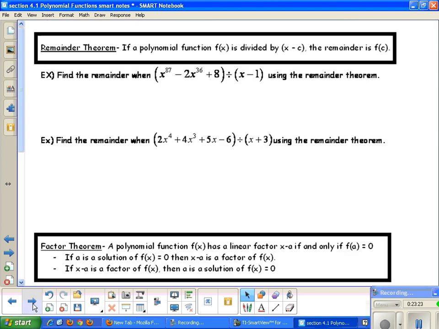All right, the next part is the remainder theorem. If a polynomial function f of x is divided by x minus c, then the remainder is f of c. So it has to be a linear term that we are dividing by, so that means a power of 1 and no coefficient. For this, it says find the remainder when dividing these two by using the remainder theorem.